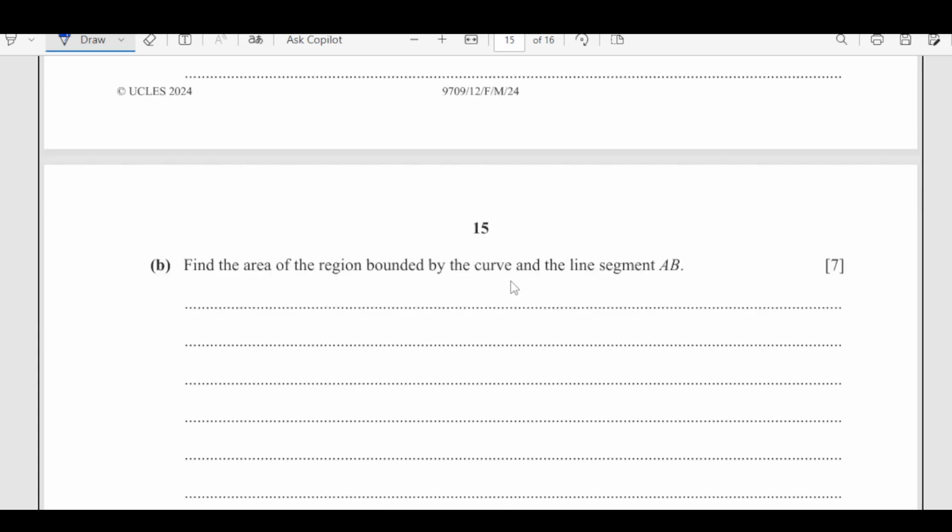Now part B: find the area of the region bounded by the curve and the line segment. So our curve is somehow like this, right?